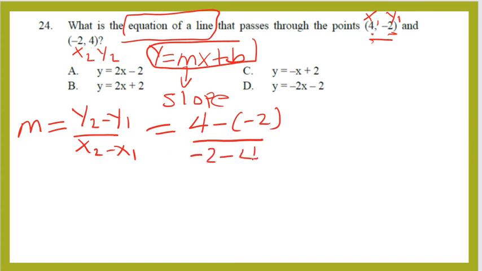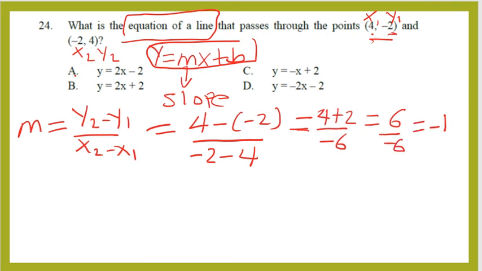We are trying to find the slope. So this will be added: 4 plus 2, the whole over negative 6. So 4 plus 2 will be 6. 6 over negative 6 means this is equal to negative 1. The slope must be negative 1.